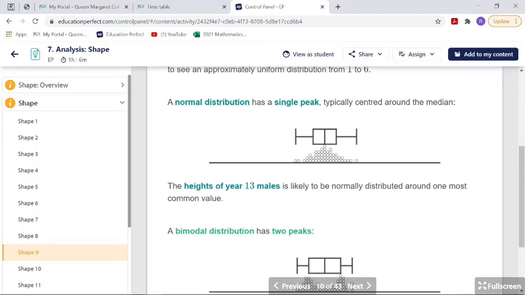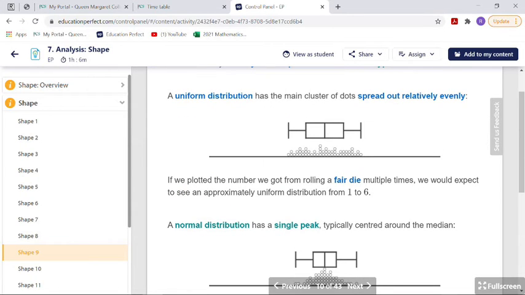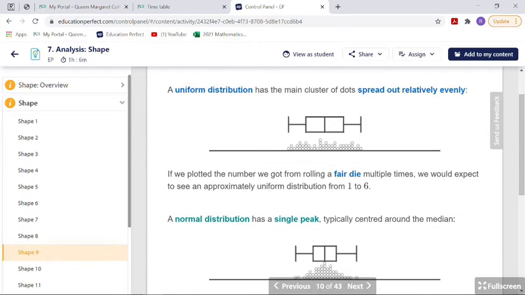Yeah? This one was rolling a die, and if you roll a die, a lot of times you should start getting everything flattened out, right? So it should be distributed.